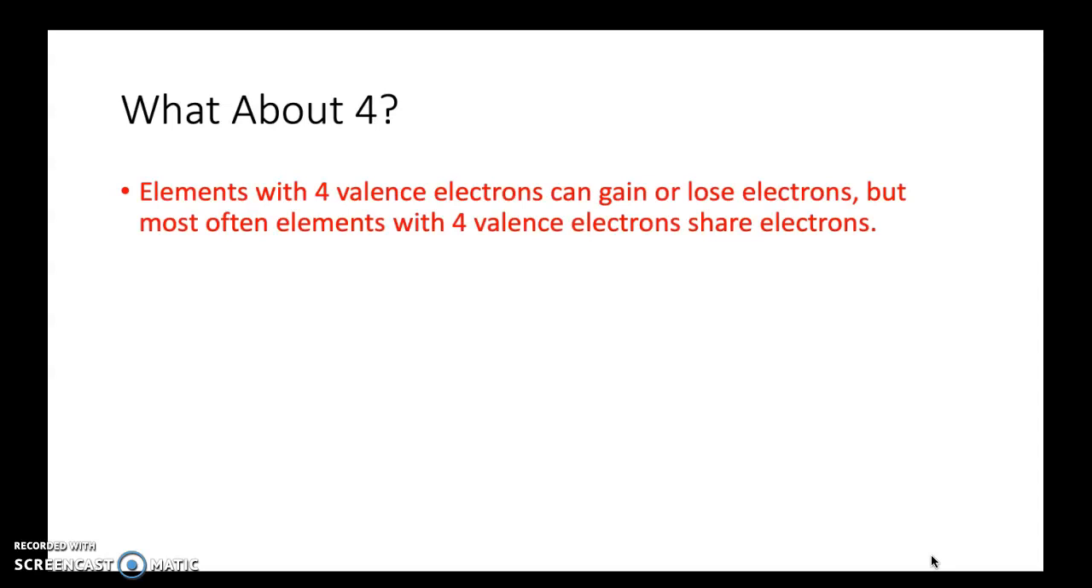Well, elements with 4 valence electrons can gain or lose. Either one. They could gain, they could lose. But most often, and especially if you are the element carbon, you're going to be sharing electrons. So typically, elements with 4 valence electrons tend to share electrons more than they gain or lose electrons.